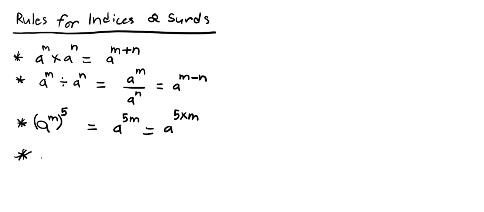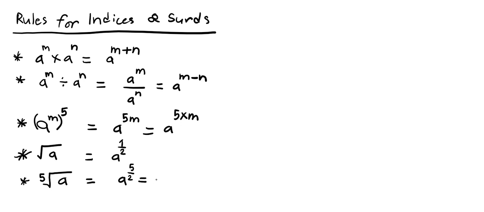Let's see what else we have. If root over a is written, we can write that as a to the power 1 by 2. This 1 by 2 means the square root, something to the power 1 by 2. Also, if it comes in like square root of a to the power 5, that simply means a to the power 5 by 2.